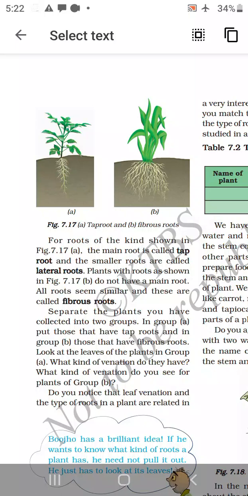What is a taproot? The taproot is a root which contains one main central root which goes deep into the soil and produces branches called lateral roots. Fibrous root is the root like you can see in diagram B.